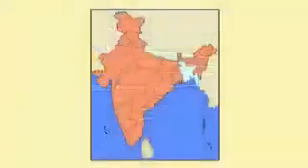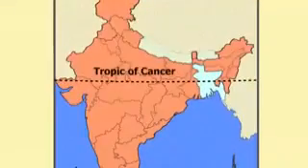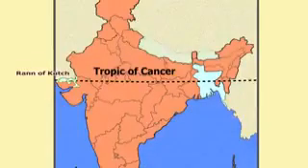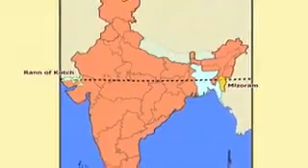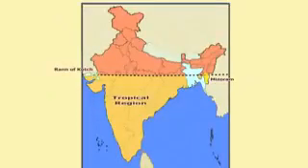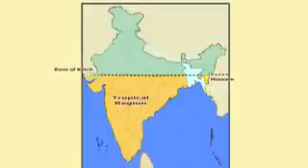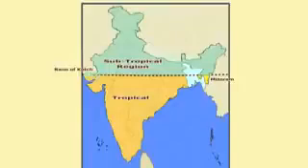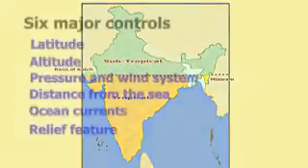Coming to India, the Tropic of Cancer passes through the middle of the country, that is from Rann of Kutch in the west to Mizoram in the east. Almost half of the country, which lies to the south of the Tropic of Cancer, belongs to the tropical area, whereas the remaining area which is in the north lies in the subtropical area. Therefore, India's climate has characteristics of tropical as well as subtropical climates.